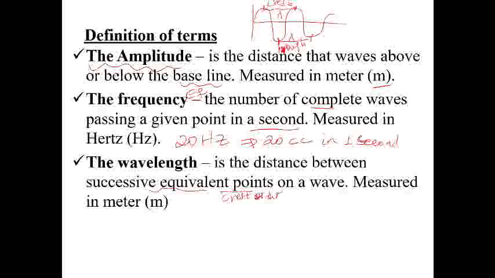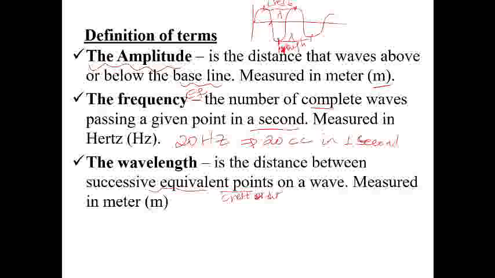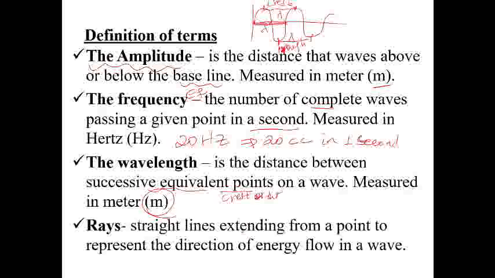For example, if we start from this point and reach this point, it's half a cycle, and when we add this other half cycle, you complete 1 cycle from this up to this. Therefore, this distance is also what? The wavelength lambda. Since it is a distance, it's measured in what? Meters. And the other thing is the ray. A ray is what? A straight line extending from a single point to represent the direction of energy flow of a wave.